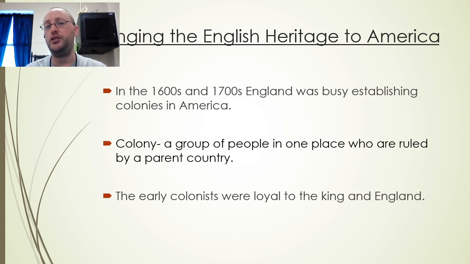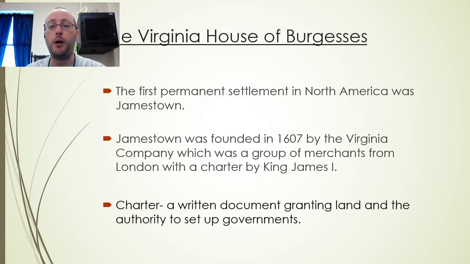That's the reason why a lot of the early settlers considered themselves to be British subjects, because they were there by the British to establish a British colony. And that's kind of the idea. So they were loyal to the king and England early on. The first permanent settlement in North America was at Jamestown in Virginia. And Jamestown was founded in 1607 by the Virginia Company, which was a group of merchants from London with a charter by King James I, which is just a written document granting land and authority to set up government.